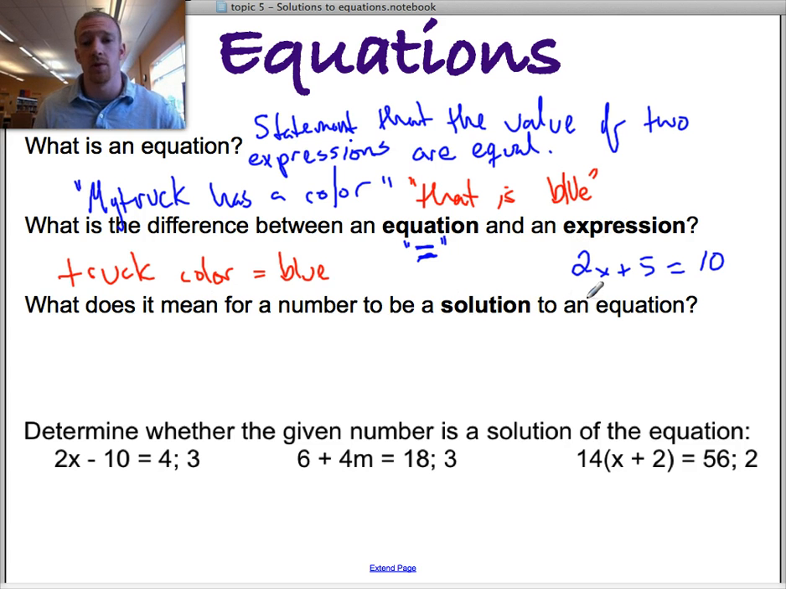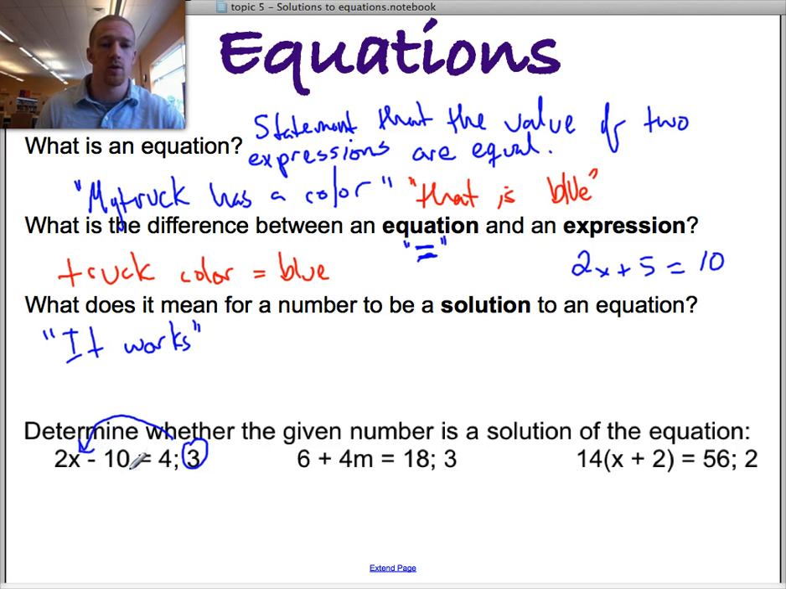So what does it mean for a number to be a solution to an equation? Basically, it means it works. What I mean by that is it's the number that when you plug it in, so if you substitute the number in to everywhere that you see the variable and you get a true expression, then it works. Now, an equation can have no solution or infinitely many solutions sometimes. So determine whether a given number is a solution to the equation. Basically, all you're doing is substituting it in, and if it's true, then yes, it's a solution. If it's not true, then it's not a solution.